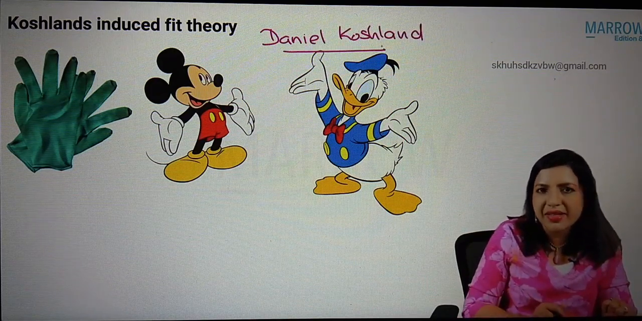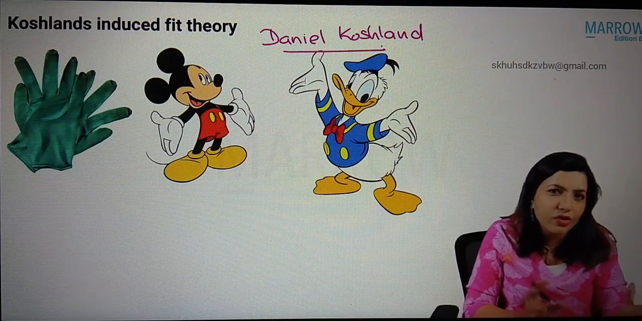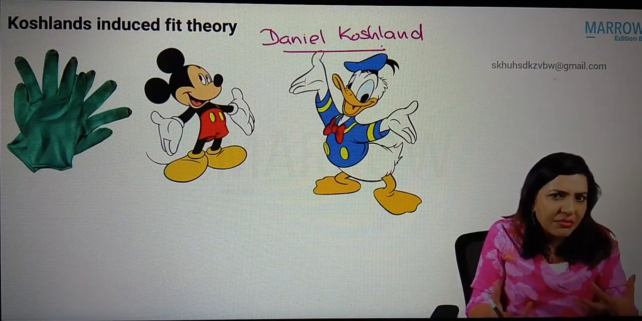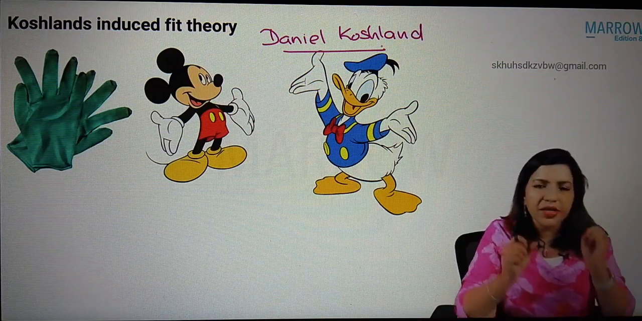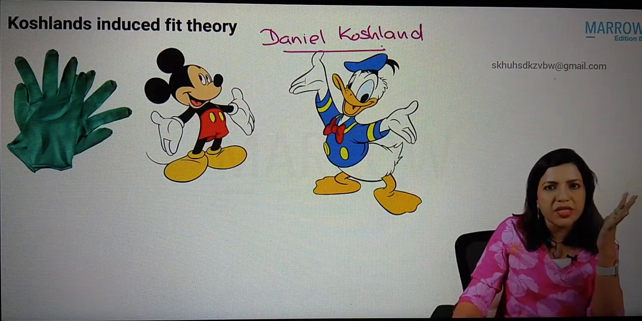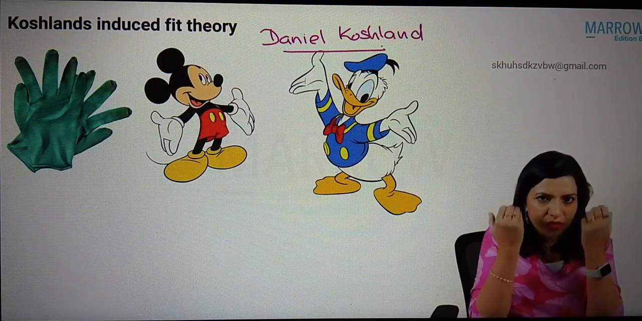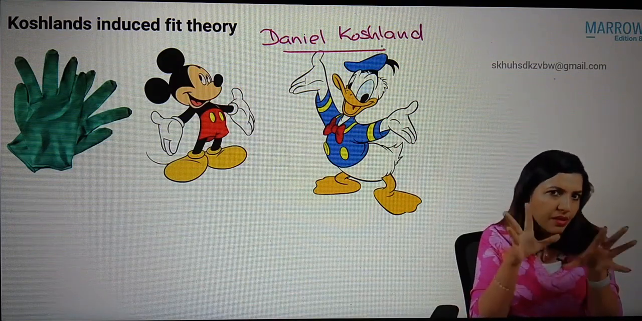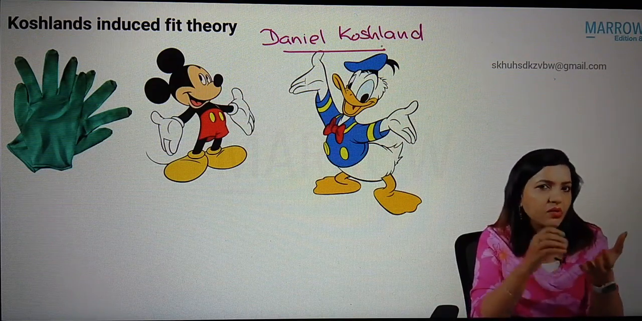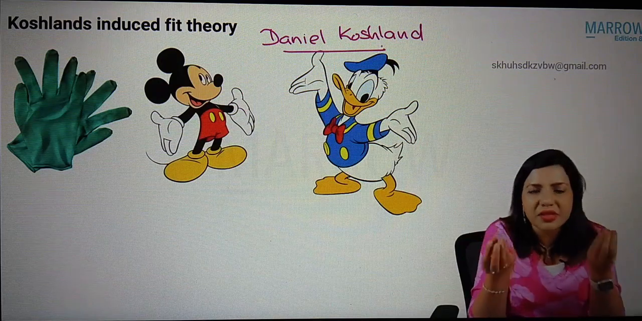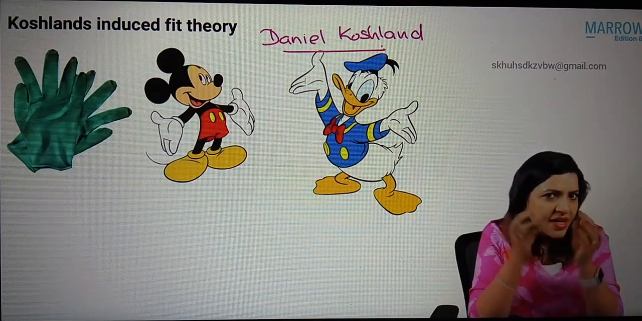Daniel Koshland is saying that this theory is called the induced fit theory. That name itself is telling you what it is. So we will just learn with the example. In this picture, what you can see is a pair of gloves. If this pair of gloves is worn by Mickey Mouse, it takes the shape of a Mickey Mouse hand. If the same gloves are worn by a Donald Duck, it will take the shape of a Donald Duck's hand.